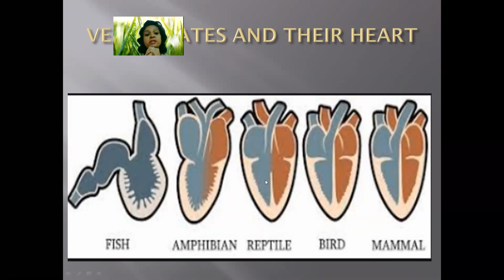Now in case of the birds and mammals, what is the case? The things you can see, the two chambers are comparatively different.